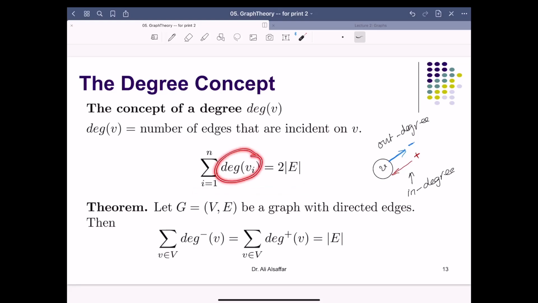Now the equation for the undirected graph is obvious. You take the summation of all degrees for all vertices and it should be equal to twice the number of edges. And for the directed graphs, we need to take the summation of all in degrees of vertices and the summation of all out degrees of vertices and verify they are equal to the number of edges.